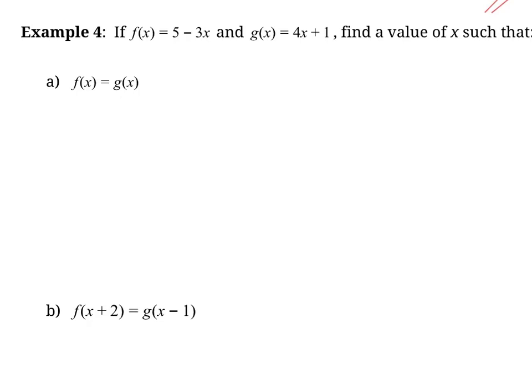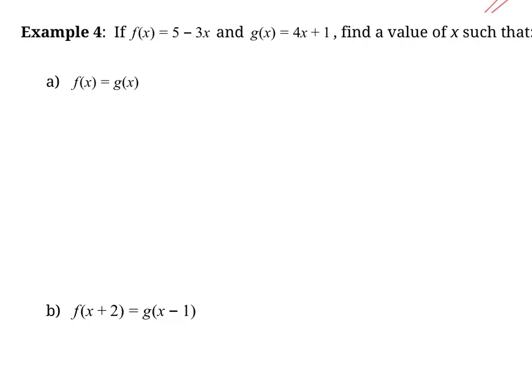Let's try our last challenging problem. So it just requires a little bit of algebra and an understanding of function notation. So here we're given two functions. Both of them are linear. This is saying if f at x is equal to 5 minus 3x, so the function f is equal to this, and g of x is equal to 4x plus 1. Again, you can just replace this g of x and f at x with y, but they're two different functions named different things. Find the value of x such that these two things hold true.